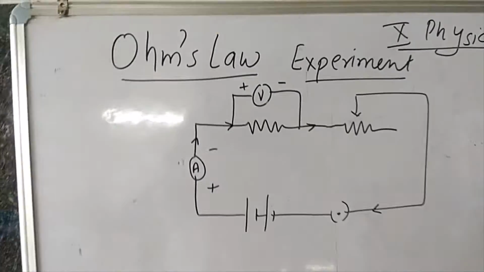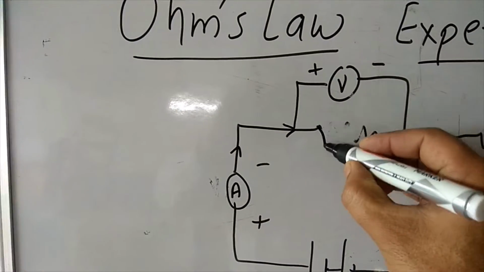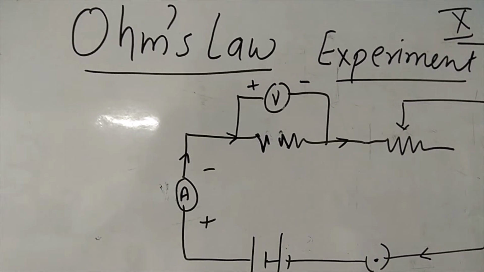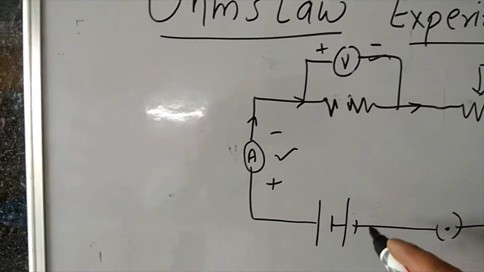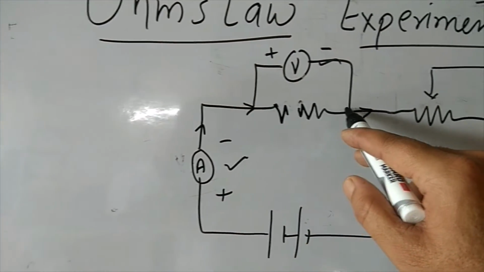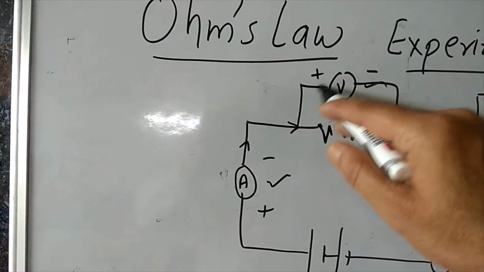Just imagine in the circuit diagram this resistor has stopped working, it got broken from the connection, it is not there. So the question arises, will the voltmeter and ammeter give the reading? See, the current completes the circuit in this way.